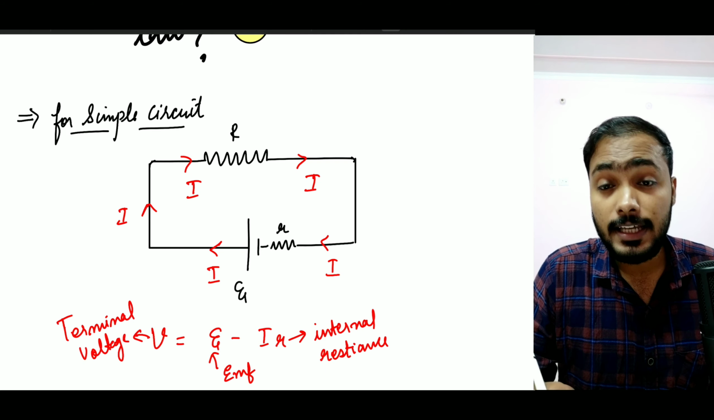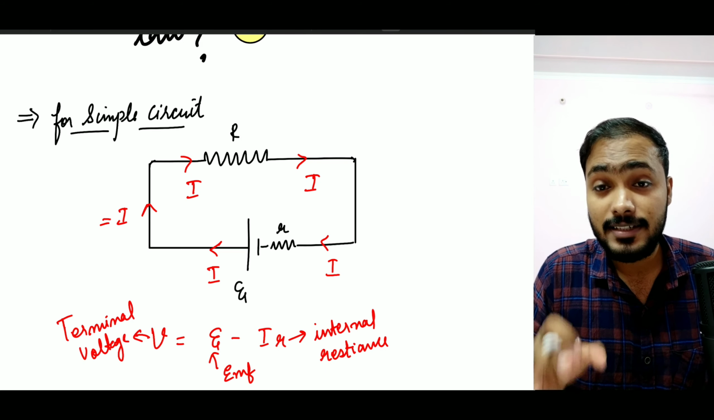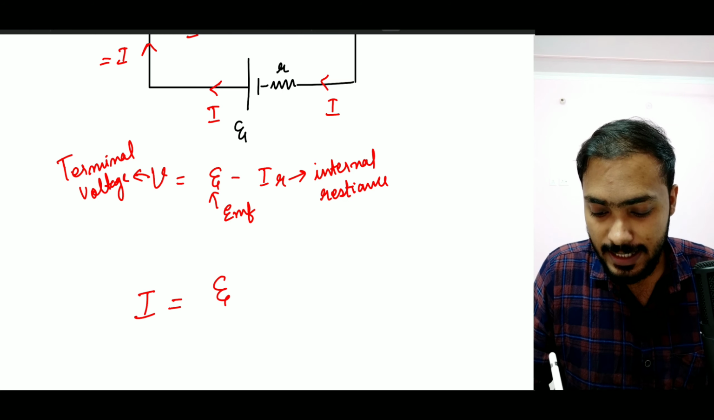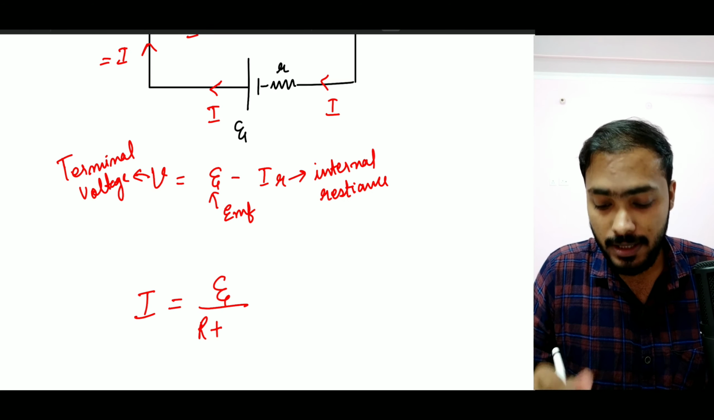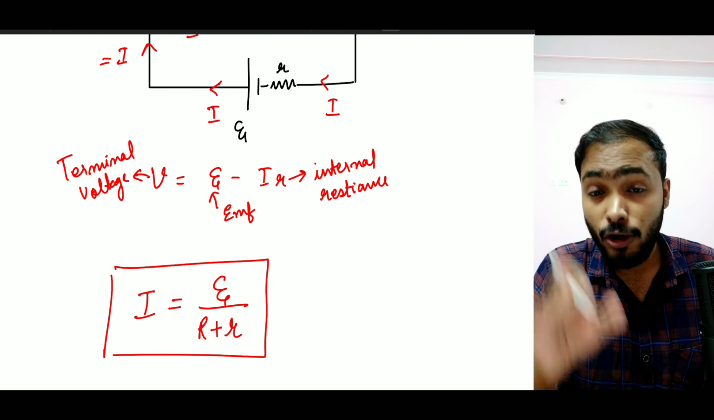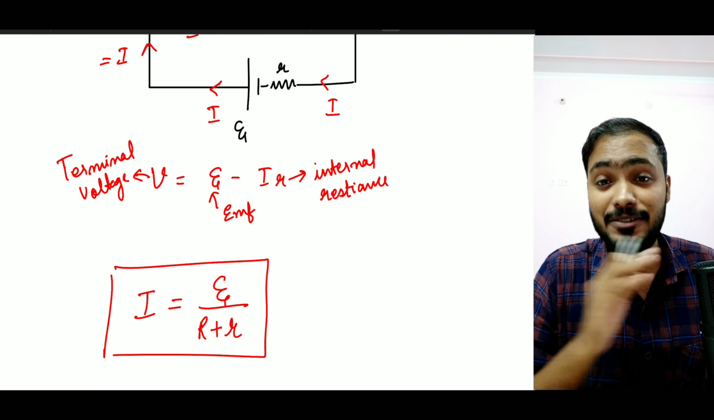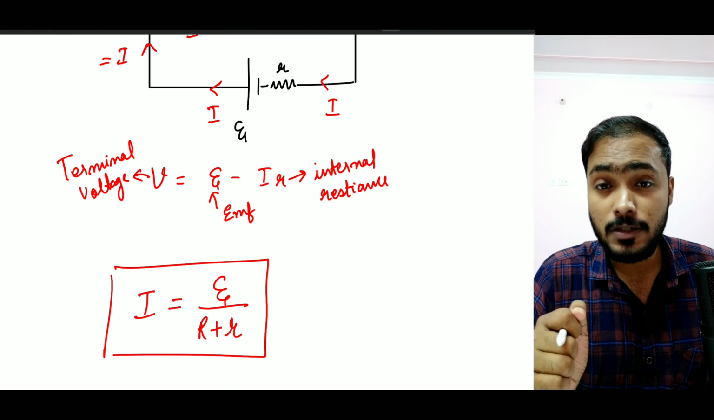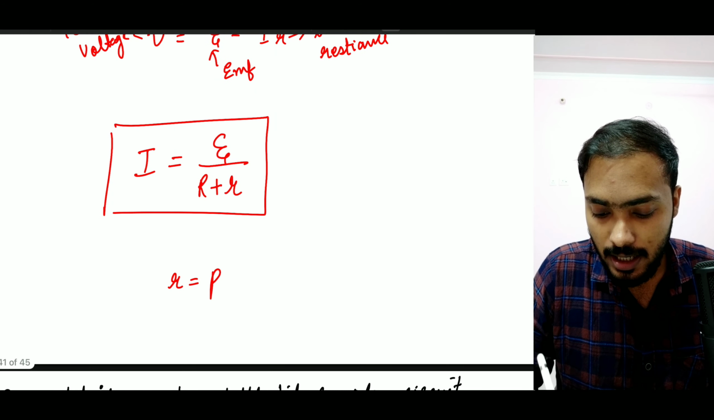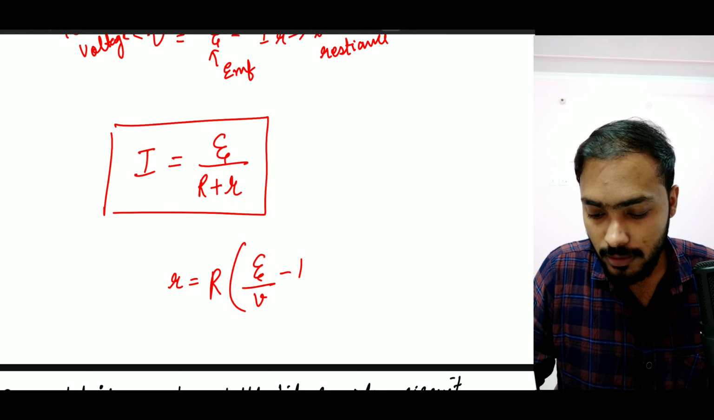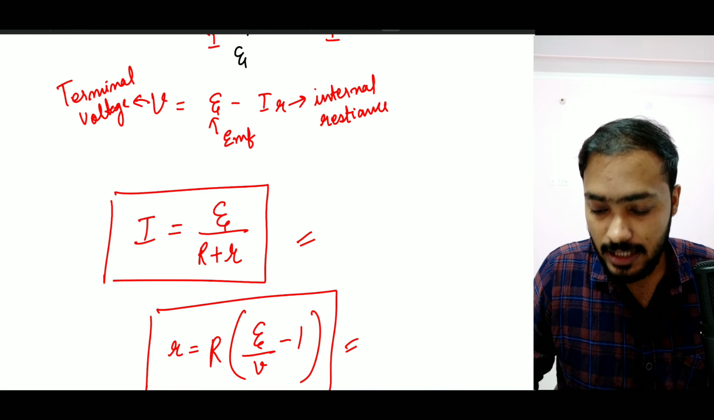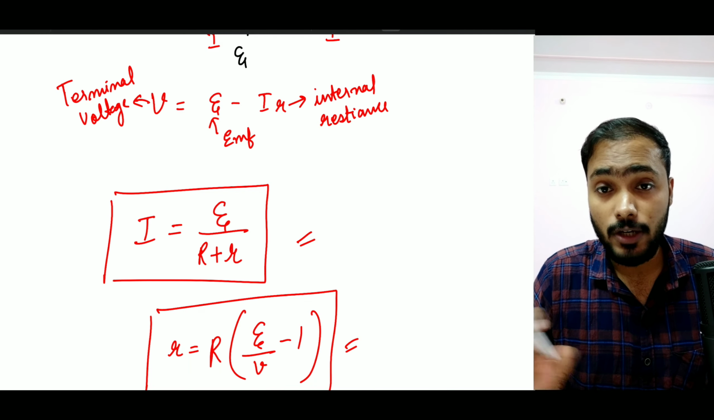Also, we derived the formula for current inside the circuit. That formula was I = E / (R + r), that is, EMF upon external resistance plus the internal resistance of your battery. For all those people who are not understanding this, you can go back to the channel, watch that video and come back here. We also derived the formula for internal resistance, which came out to be r = R(E/V - 1). These are some formulas which we did in the previous video. I hope that is understandable to everyone.